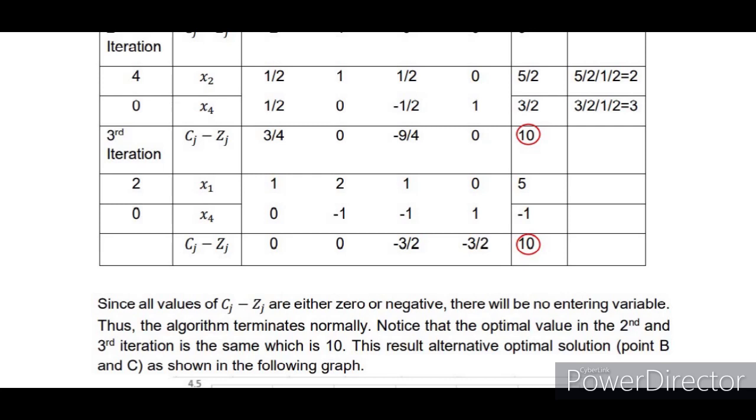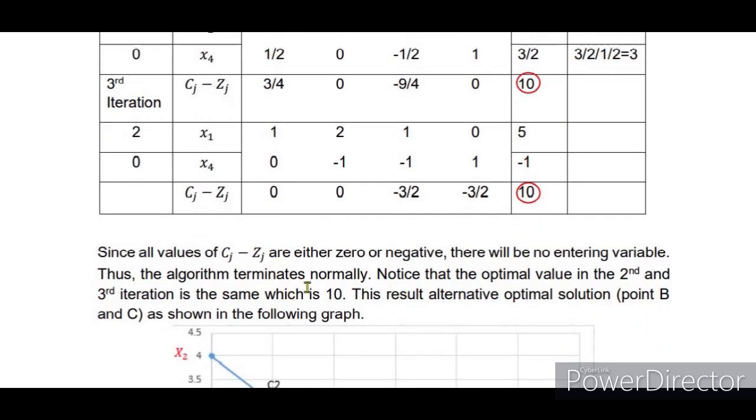Okay, so since all the Cj minus Zj are either 0 or negative, there will be no entering variable. Thus, the algorithm terminates normally. Notice that the optimal value in the second iteration and the third iteration is the same. So it is the same, okay? It is both 10. This results in an alternative optimal solution.